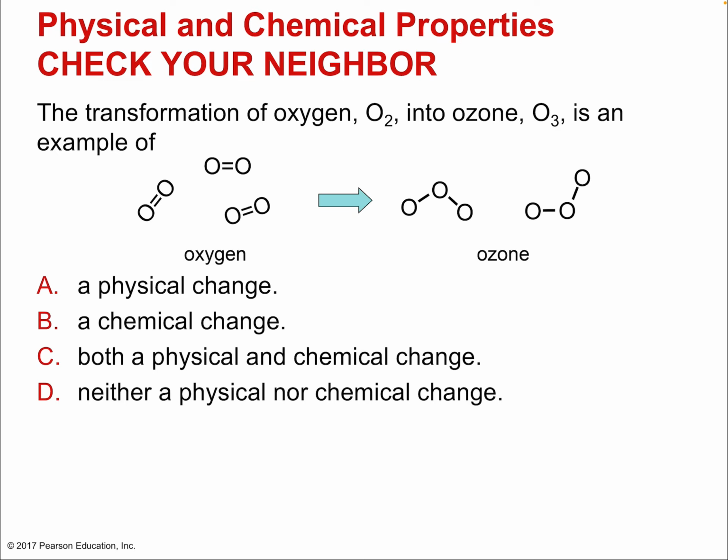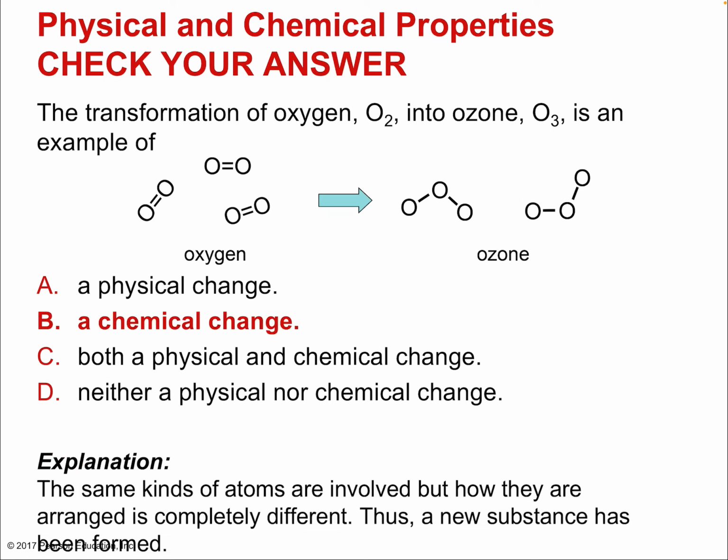All right. So the transformation of oxygen, O2, into ozone, which is O3, so like triatomic oxygen, is an example of what? Is it a physical change? Is it a chemical change? Or is it both physical and chemical? Or is it neither, right? Is this a trick question? So what do you think? O2 into ozone, is that a physical, chemical change, or something else? It's, of course, a chemical change. A perfect example of a chemical change. Taking an existing molecule and making a new molecule.